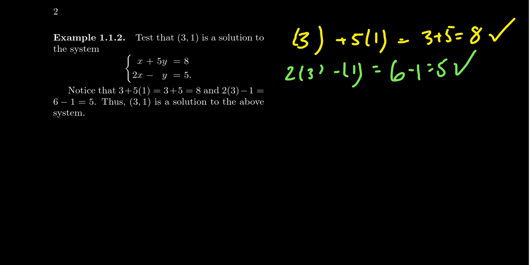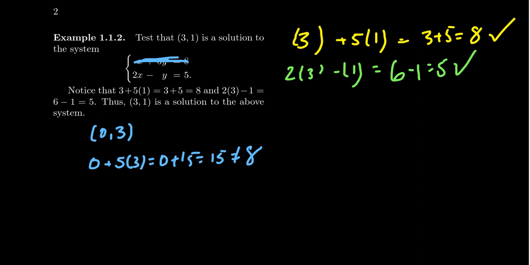If we tried a different solution, for example, a different assignment, like if we took 0, 3, well, you look at the first equation, you get 0 plus 5 times 3, that's equal to 0 plus 15, which is equal to 15. That's not equal to 8. And so that would violate the first equation right there. So that would not be a solution.